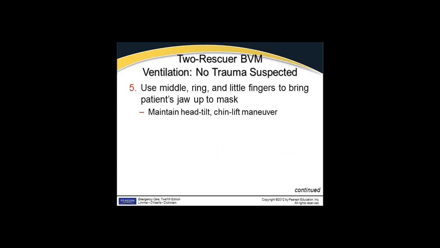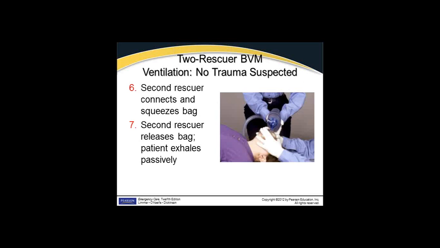Use your middle, ring, and little fingers to bring the patient's jaw up with the mask. So you're kind of doing a jaw thrust, basically. However, you can still do the head tilt chin lift maneuver with your fingers. They can continue to pull the chin upward. So, the second rescuer connects and squeezes the bag, and then they also release the bag, and the patient will exhale passively. Remember, we're squeezing until we see the chest start to rise.